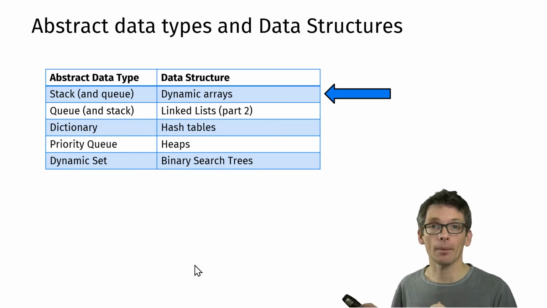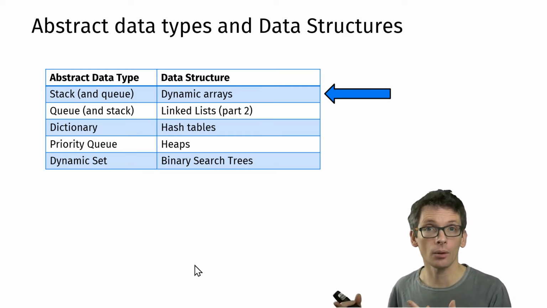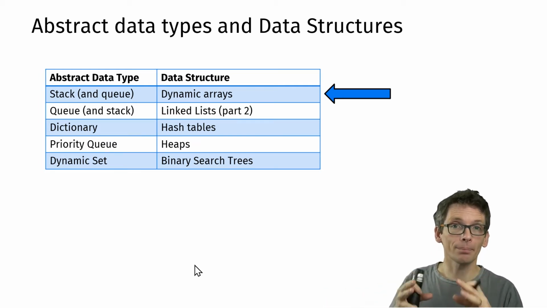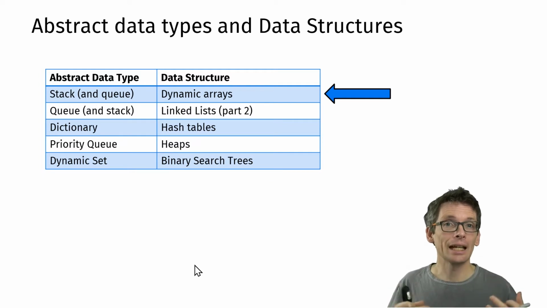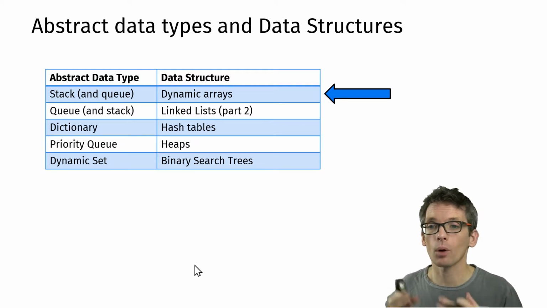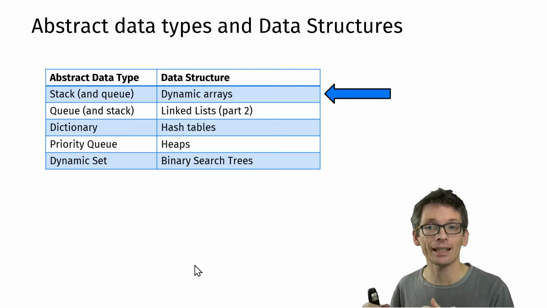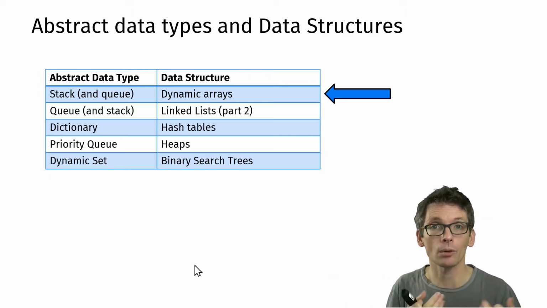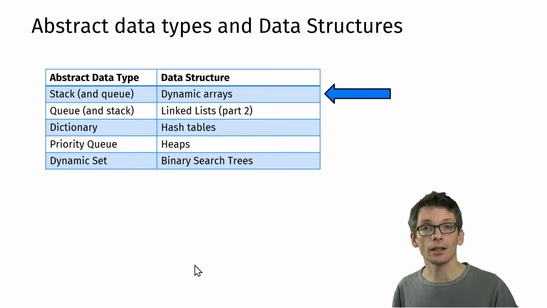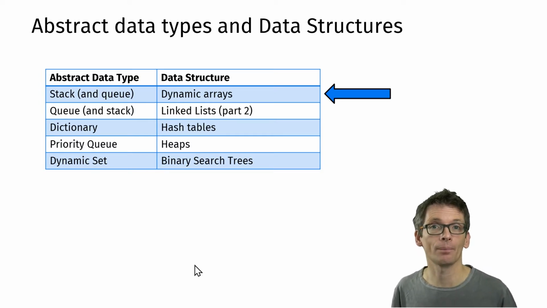A different example, for instance, are dictionaries. You might know the Python dictionaries, and those are implemented, so the data structure in the background is a hash table. And more examples are priority queues and dynamic sets on the side of abstract data types, and for instance, heaps and binary search trees as data structures that implement them.